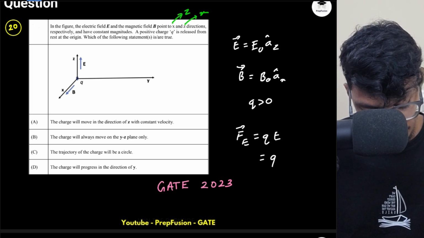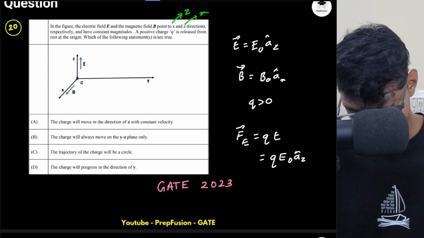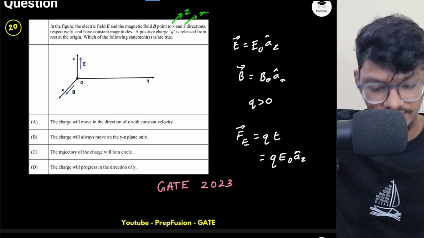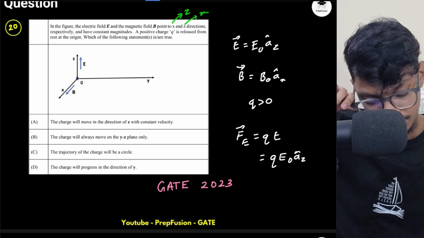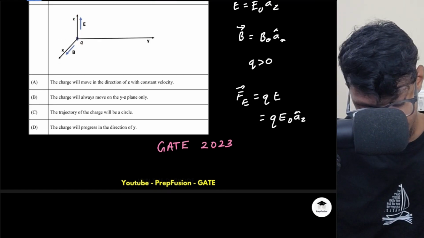Okay, so it is simply qE₀ in the Ẑ direction. So it is experiencing a force in the positive Ẑ direction, because this charge will get attracted to the electric field. It will go along the electric field direction. Okay, fine. But is there any other force as well? There is another force as well, right? What is the other force?